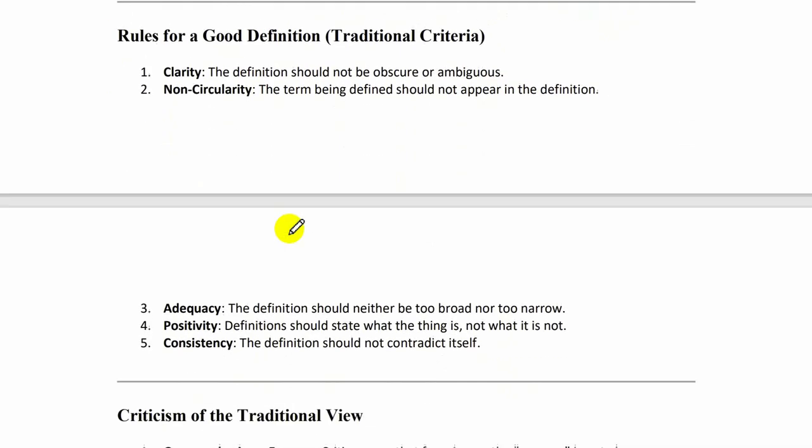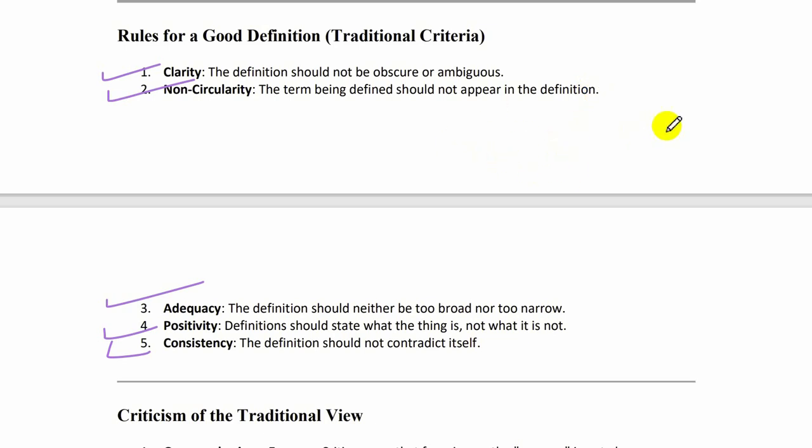Rules for a good definition, traditional criteria. Same thing: clarity, non-circularity, adequacy, positivity, and consistency. Let's go through one of them. Clarity means that it should not obscure or be ambiguous. The term being defined should not appear in the definition itself. That is, it should be non-circular.